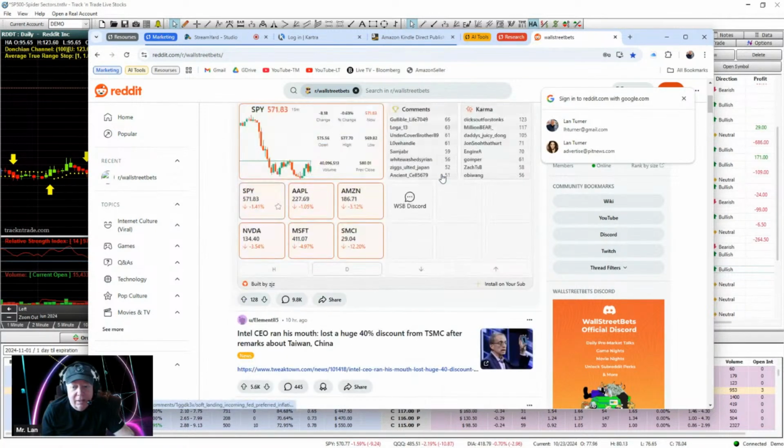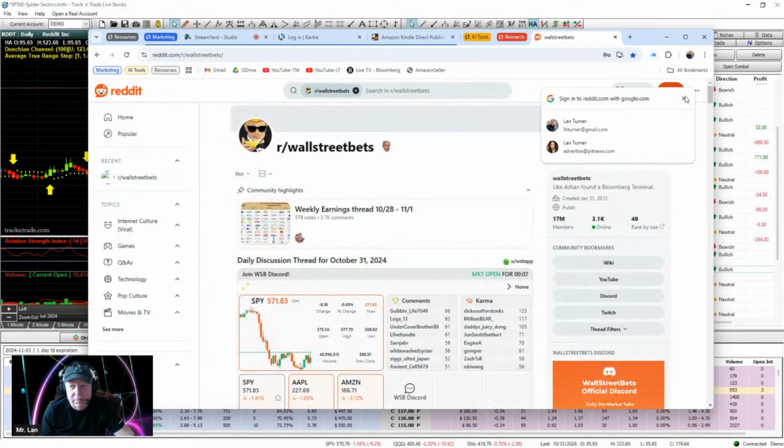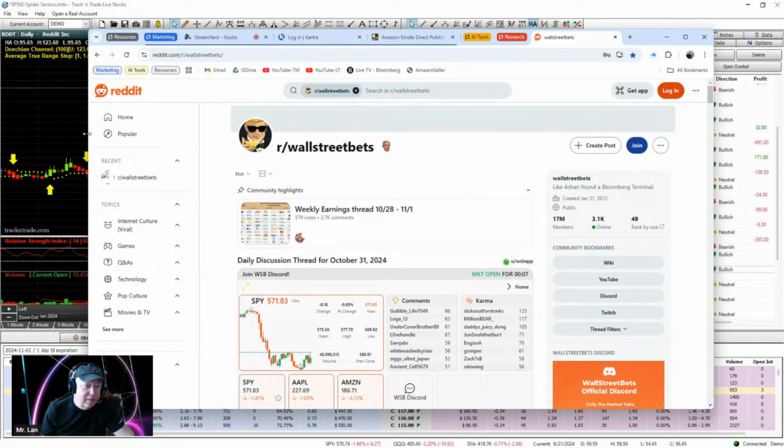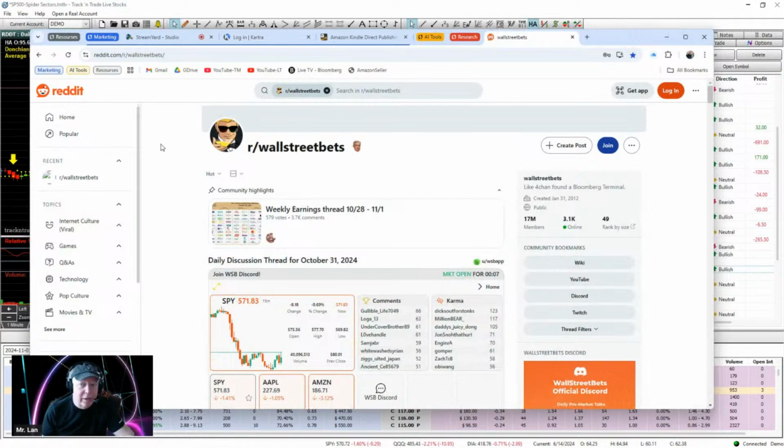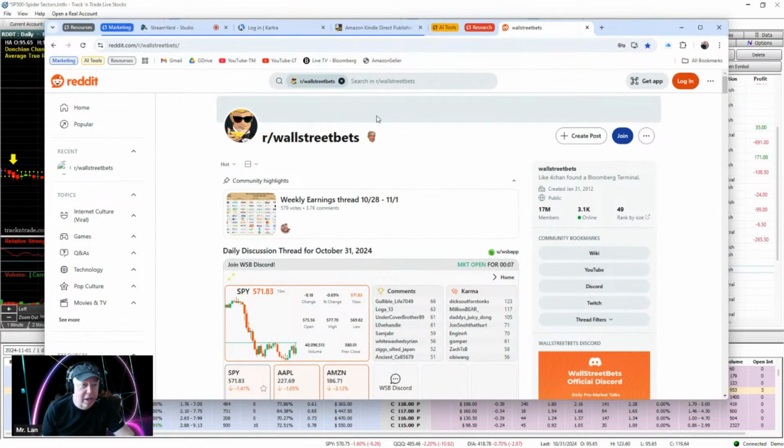Reddit is kind of like Twitter. That's what it is. So you have all these different groups. Wall Street Bets is just one of the groups on Reddit. There's everything. You can go, retirement. There's people who ride motorcycle groups. It's just groups of people, kind of like Facebook groups.